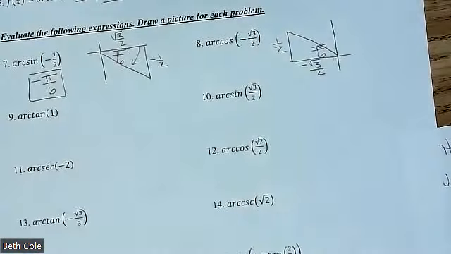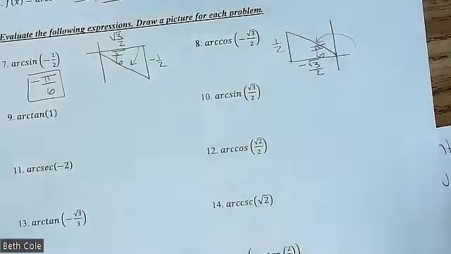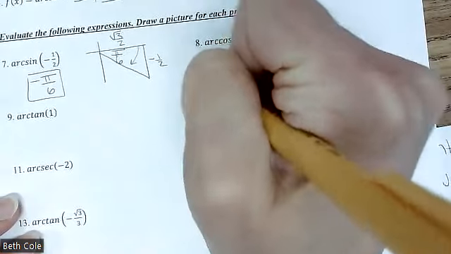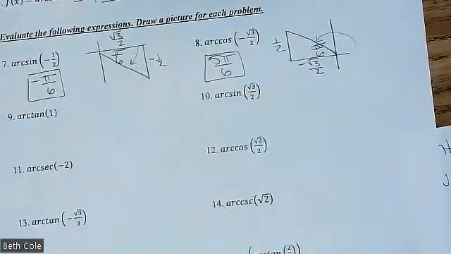Pi/6. Your answer is not pi/6 though. It's how far you went to get there. And just remember the denominators have to match. So what's your angle in the second quadrant with a 6 as the denominator? 5pi/6. The denominators have to match, so it has to be 6.